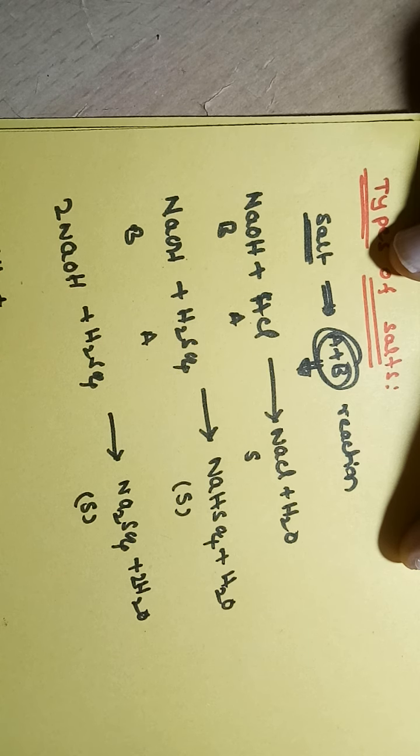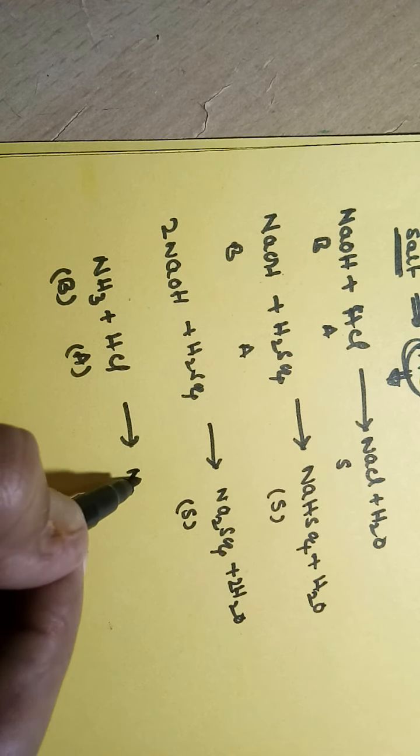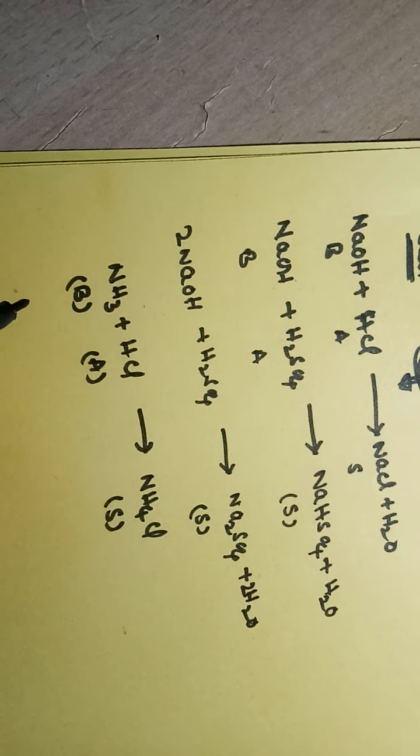Now let me take ammonia plus HCl. Ammonia is a base, this is an acid. When these two react with each other, we get ammonium chloride. Ammonium chloride is a salt.